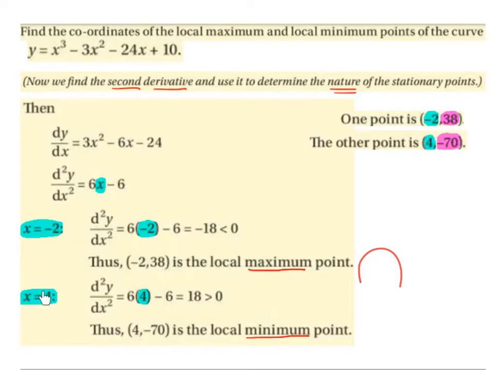And then when x is equal to 4, we swap the x in the second derivative for 4. So we get 6 times 4 minus 6, which is positive 18, which is greater than 0. Thus, (4, minus 70) is a local minimum point. So we have a U shape and we'll have a minimum point.